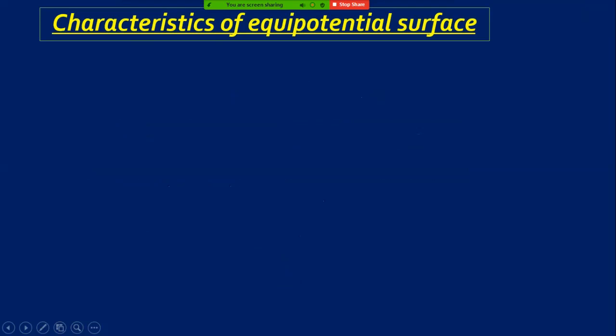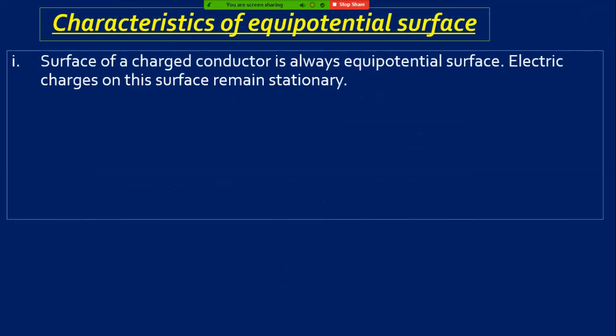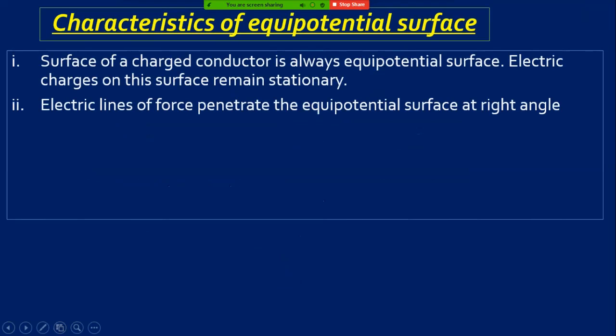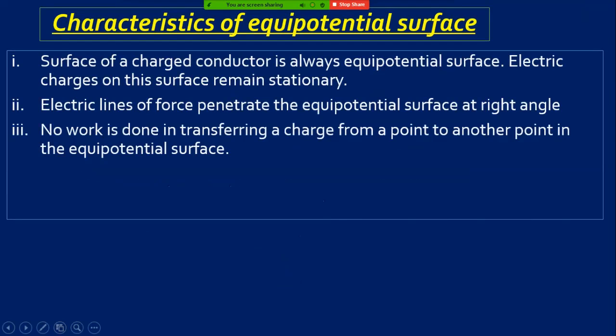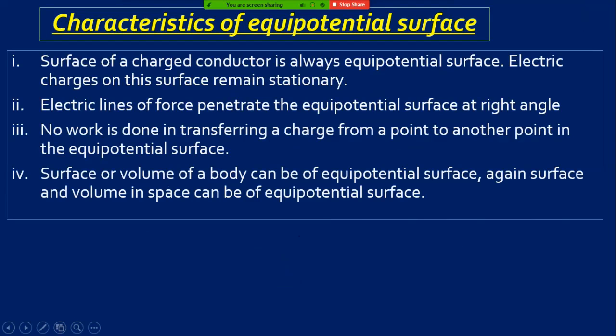Boys, let's see the characteristics of an equipotential surface at a glance. The surface of a charged conductor is always an equipotential surface. Electric charges on this surface remain stationary. Electric lines of force penetrate the equipotential surface at right angles. No work is done in transferring charge from one point to another inside the equipotential surface. The surface or volume of a body can be an equipotential surface. These are the main criteria of an equipotential surface.